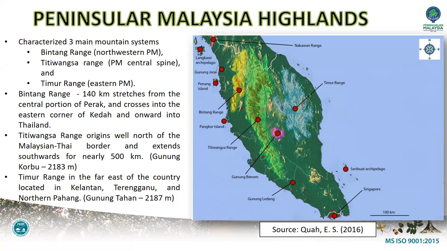The Titiwangsa Range runs nearly the entire length of the country, has its origins well north of the Malaysian-Thai border and extends southwards for nearly 500 kilometers. This is where the second highest mountain in Peninsular Malaysia is located, which is Gunung Korbu with 2,183 meters above sea level. The Timur Range in the far east of the country is located in Kelantan, Terengganu, and northern Pahang. This is where the highest mountain in the peninsula is located, which is Gunung Tahan.